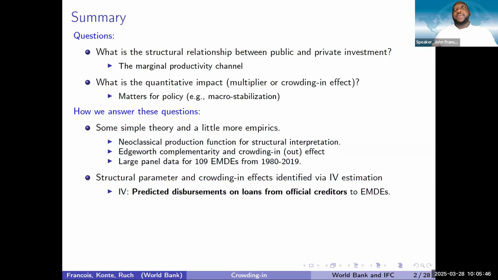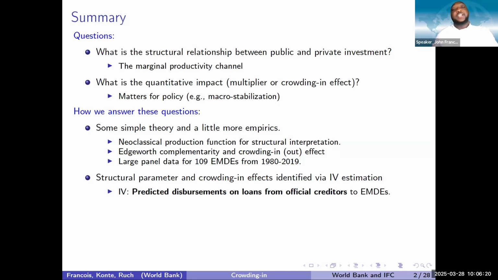So how do we answer these questions? First, we use very simple theory just to motivate the structural relationship. We start off with the neoclassical production function to help with the structural interpretation, and we focus on the Edgeworth complementarity channel and the crowding channel. The model nicely helps us identify the Edgeworth complementarity channel. And because of the identification strategy that we use, we can also draw inferences on the size of the fiscal multiplier, hence the crowding in or crowding out effect that we look at.